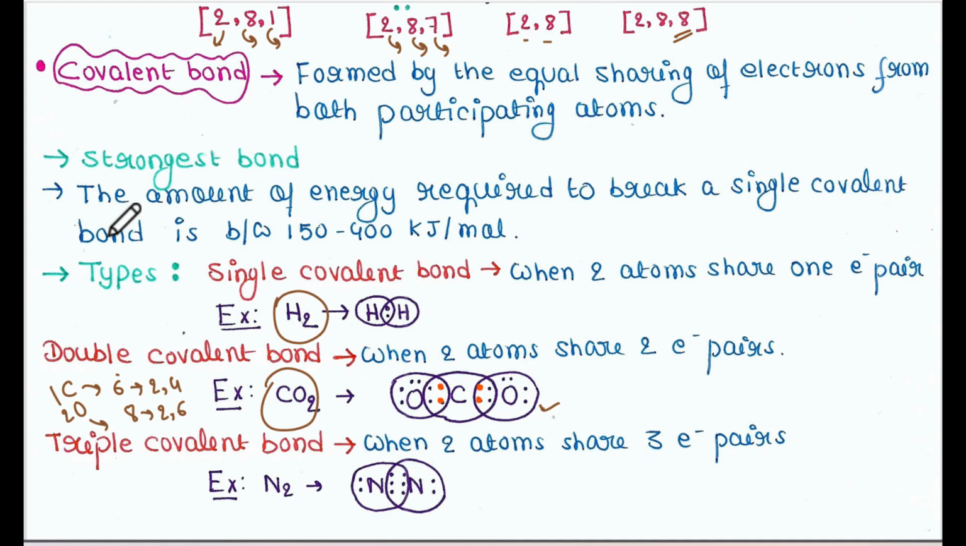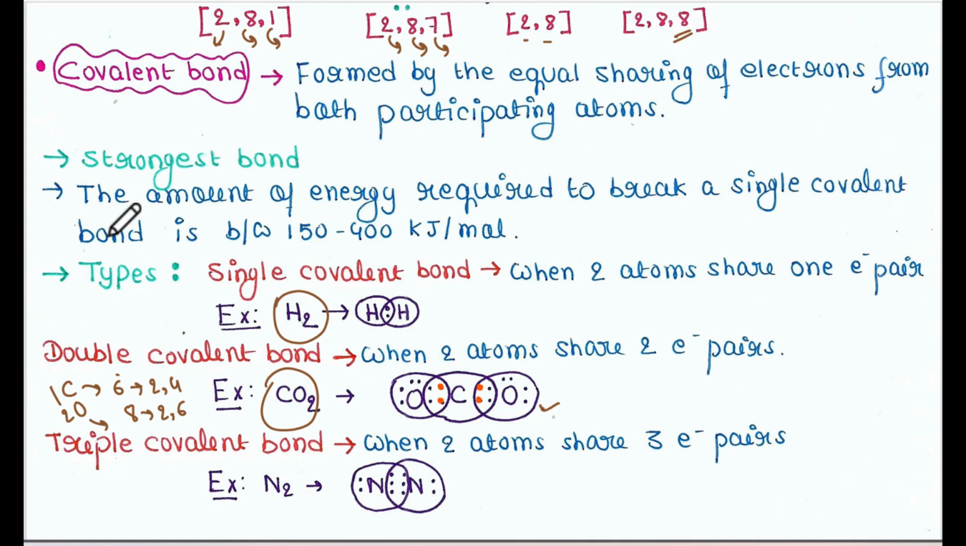And this carbon atom, which has 4 electrons in the second shell, requires 4 more electrons to get stabilized. So, it will take 2 electrons from this oxygen and 2 electrons from this oxygen. So, now the carbon atom has 8 electrons in the second shell and it is also getting stabilized. So, in this way, the CO2 molecule is formed.